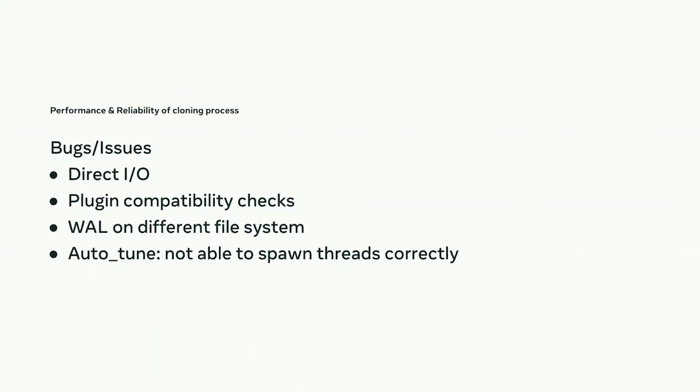We hit bugs relating to WAL on different file systems and fixed that. And we also noticed that with auto tune, sometimes the speed will exceed the target limit we set. There's some overshooting happening here.